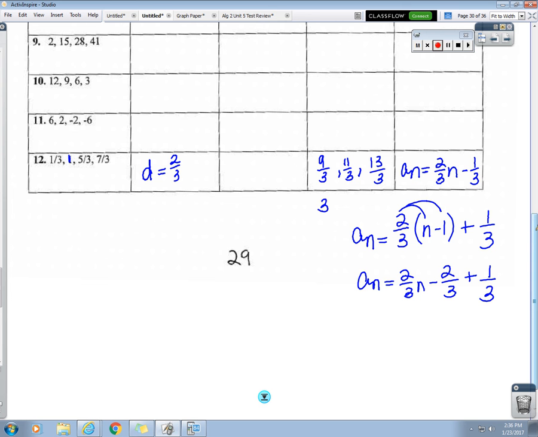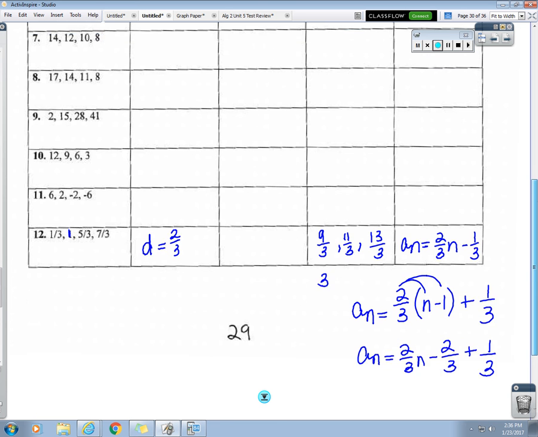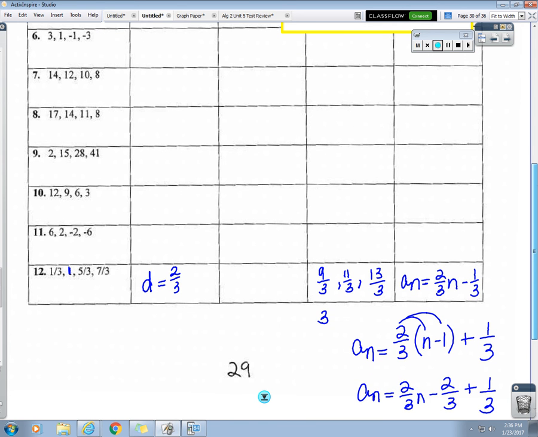Okay, are there any other questions off page 29? Can I see the top one? The very top one? I'm going. I was just letting people finish this one.